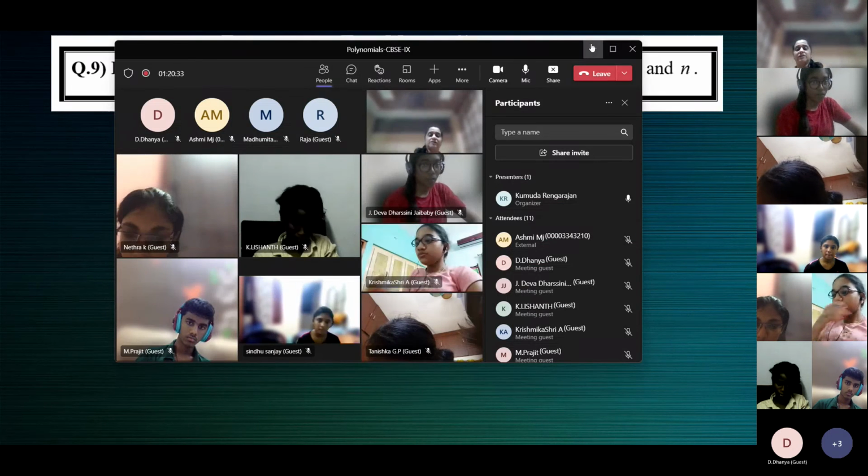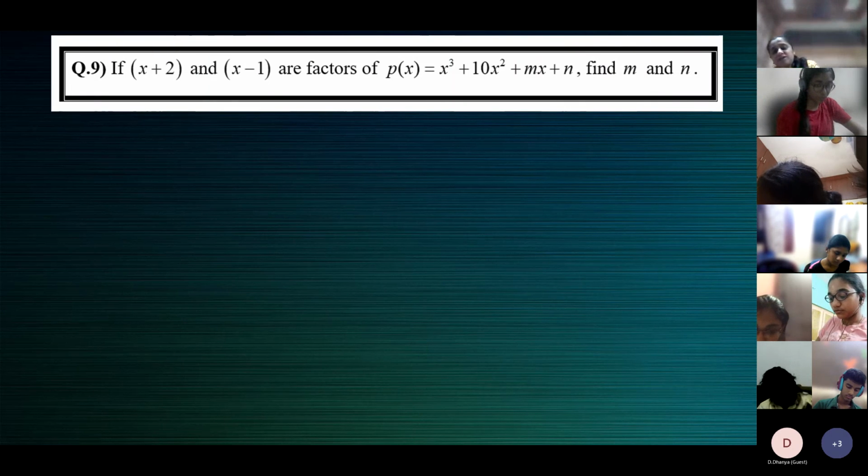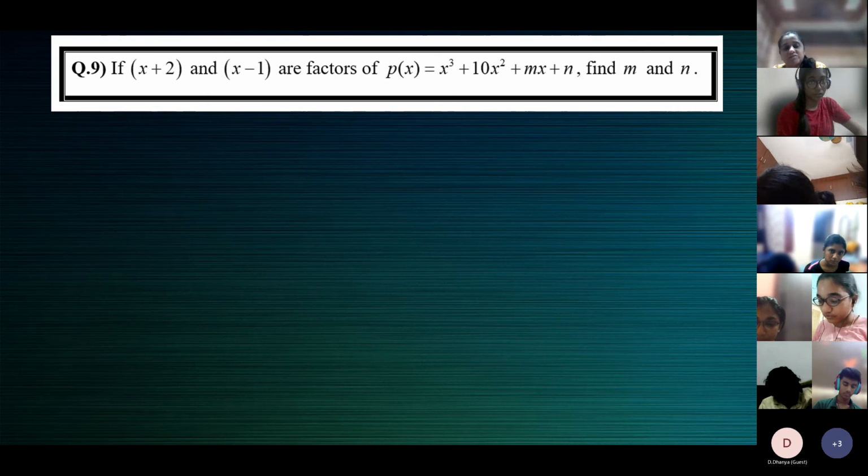Write the question correctly, children. Don't make any mistake with the sign. x cubed plus 10x squared plus mx plus n. x plus 2, x minus 1. Check your signs.